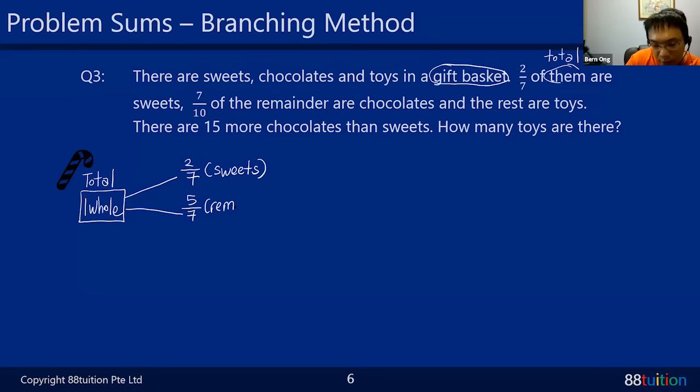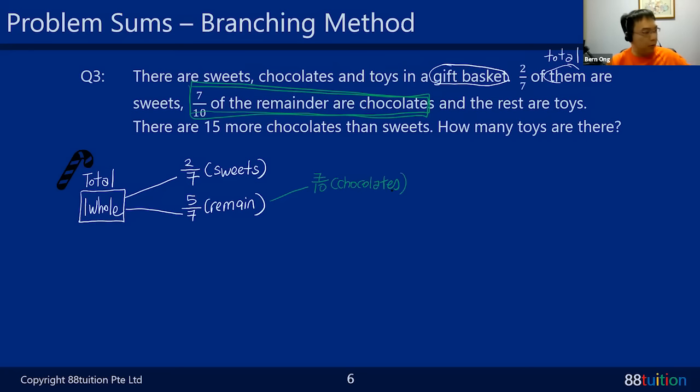So again, can you see now? You're listing out the storyline. You're just telling the story from left to right. Here comes the second round. It says that 7/10 of the remainder are chocolates. 7/10 is from the remainder. So the remainder down here, branch out. 7/10, they are chocolates. My favorite. You see down here, got chocolates.